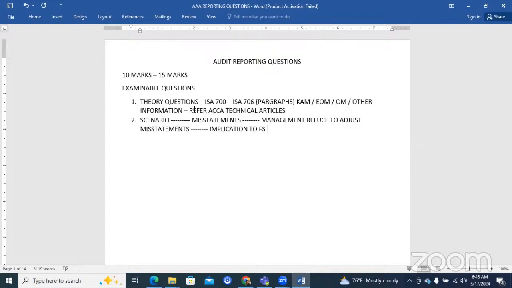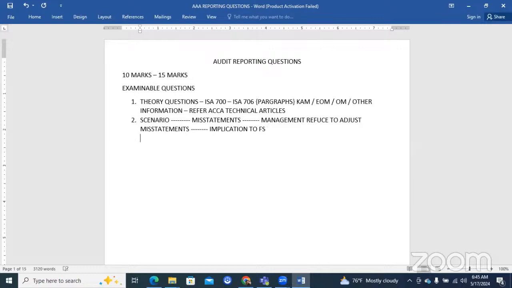A proper accounting standard knowledge is important to identify the mistakes. Because not like the skills level, here the misstatements are not clearly visible. Okay.